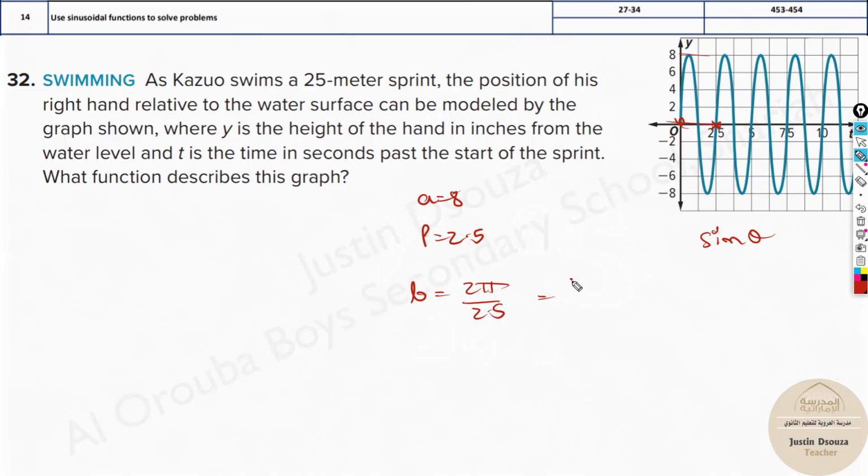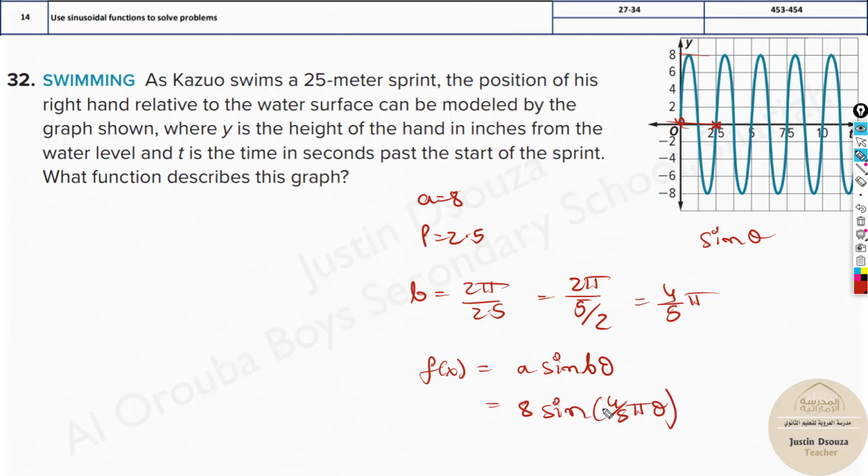This 2.5 is what? 5 by 2. You can use the calculator. So it'll be 4 by 5 pi. Now just substitute in the equation. Now there is no midline shift, k value is 0. So that's fine. And now f of x is equal to a sine b theta. A value is 8 sine, b value we found out to be 4 by 5 pi theta.